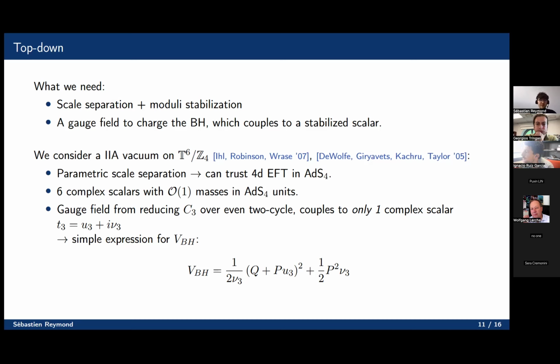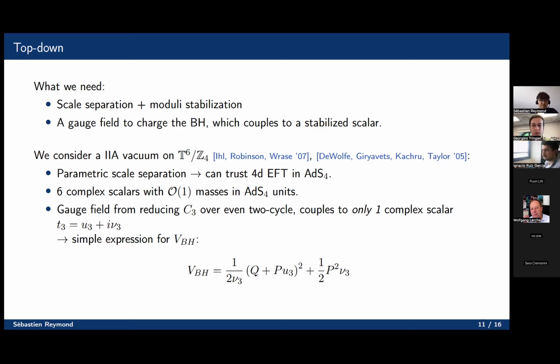And the reason why we pick this sort of model is that you get this very simple expression for the black hole potential. It's written here. Again, Q and P are electric and magnetic charges. And interestingly, if you artificially set u3 to 0, this is exactly the potential I was talking about in the toy model, if ν3 is like e to the a phi. This is the same form as before.